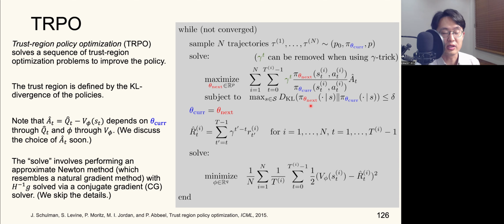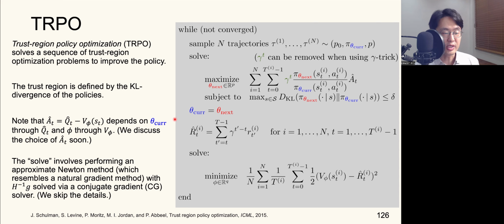The purpose of theta is to define the policy pi. So here, this trust region constraint is saying that the distribution defined by pi theta next should be similar to the distribution defined by pi theta current. And that's conceptually more in line with what we actually want. Okay, so we solve this optimization problem, and once we solve it, we update the parameter.